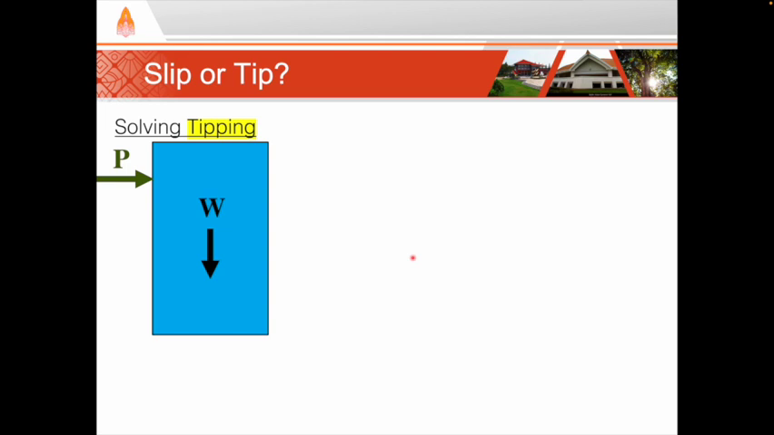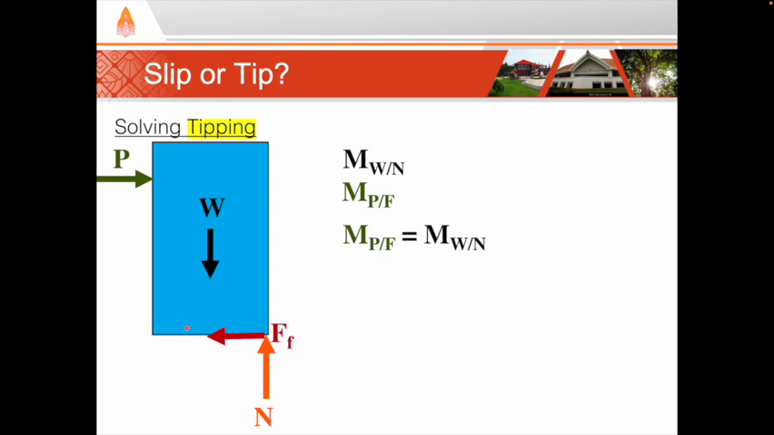Next, we solve for the tipping scenario. In the tipping scenario, we assume that the normal force is completely concentrated on the front edge of the body opposite of the pushing force. In this scenario, we can see two couple moments, one from the weight and the normal force, and the other from the pushing and the friction force. Next, we set the two moments equal to each other, and we solve for the push force.